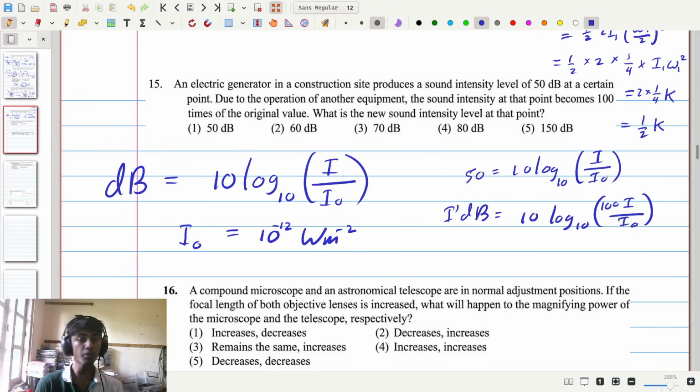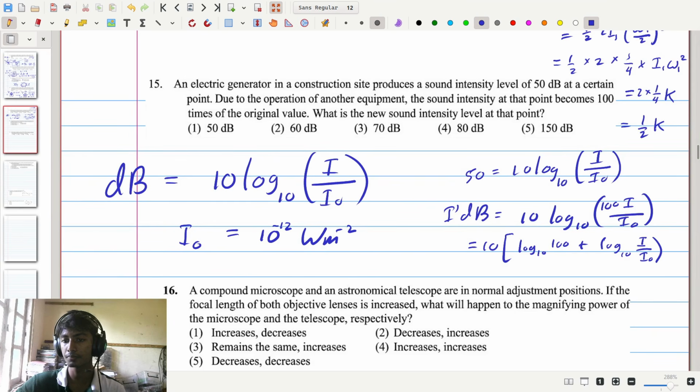Now in order to answer this, we need to realize that when you have the logarithm of, let's say, A times B, by log rules this will turn into log A plus log B. According to that, if we have 100 times I divided by I0, we can rewrite this as being equal to 10 times log base 10 of 100 plus log base 10 of I divided by I0.